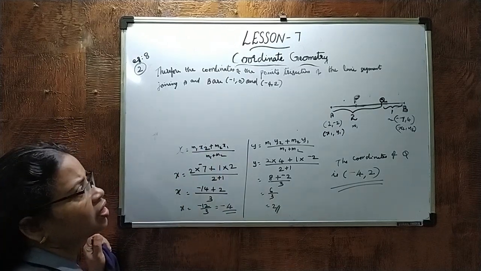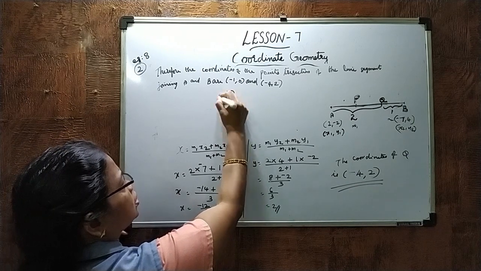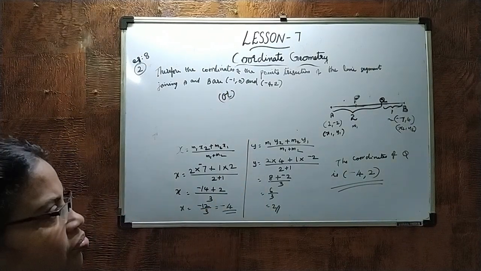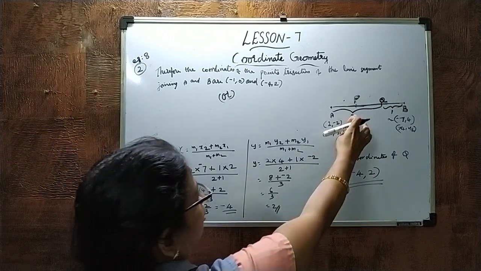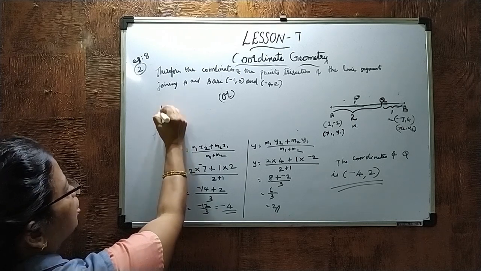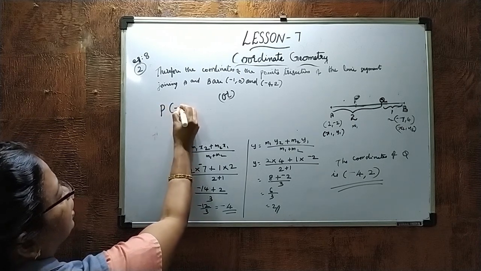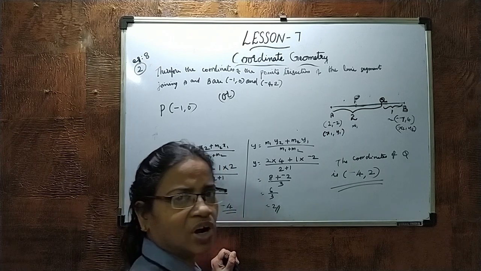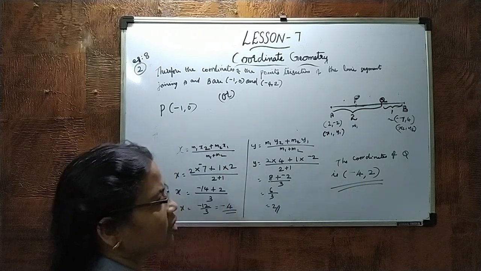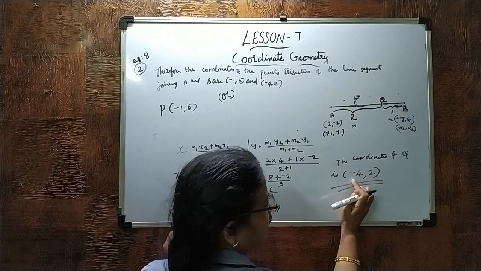Now look, there is another way also. One more thing you can do, like OR. Already we found P as negative 1, 0. And what we got last as the coordinates of Q? Here Q we got negative 4, 2.